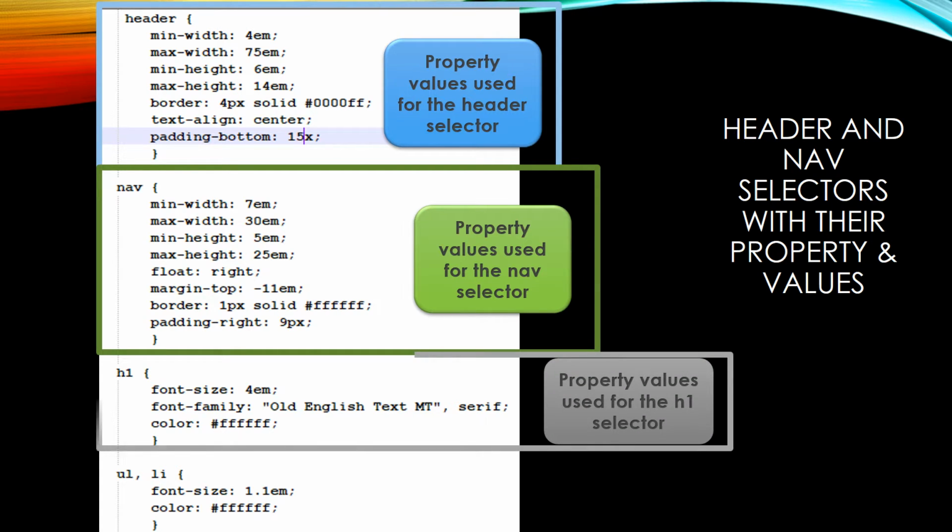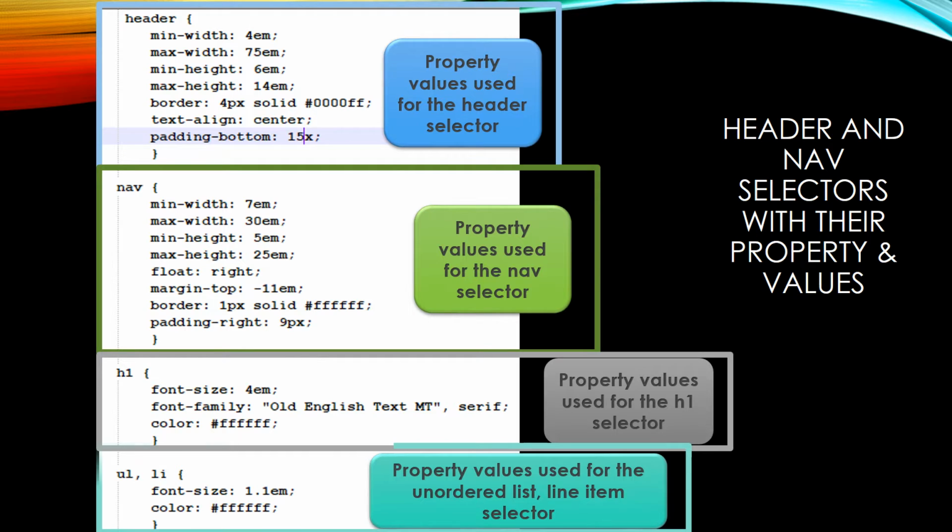We also have our H1 selector that is applying property values to all H1 tags in the document. We have 3 declarations underneath the H1. And then we have the unordered list and the line item selectors. Both of these selectors target the unordered list and the line items within the unordered list. And there are 2 declarations that are being applied to these 2 selectors.